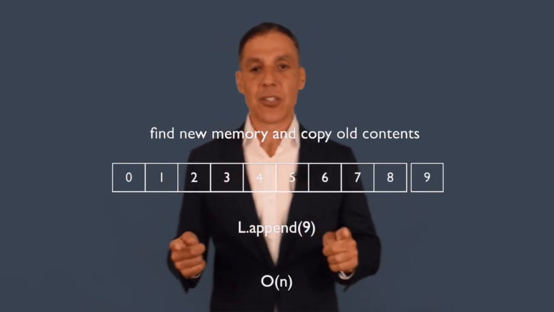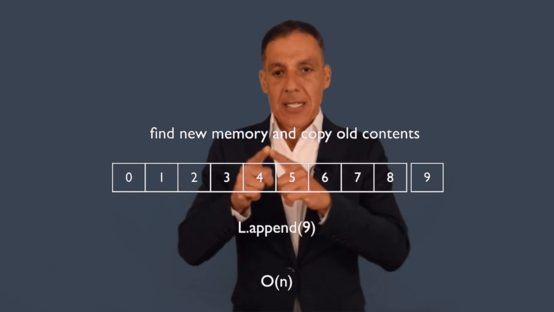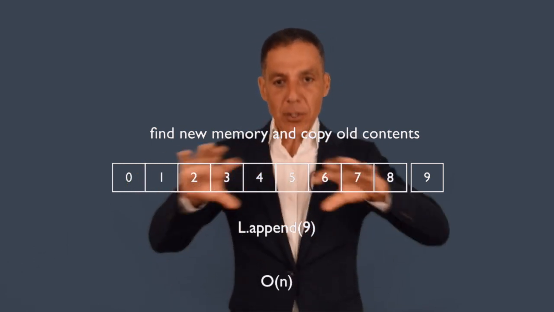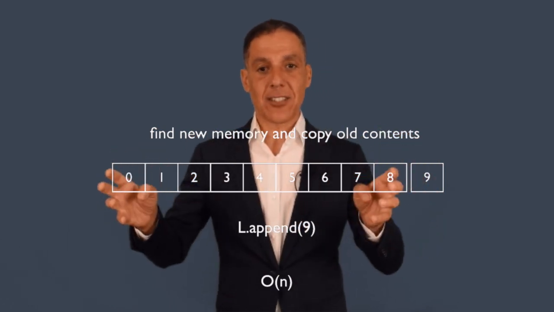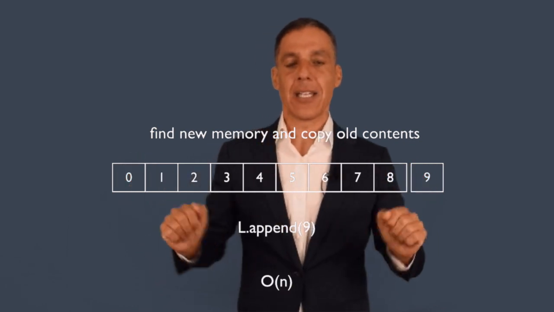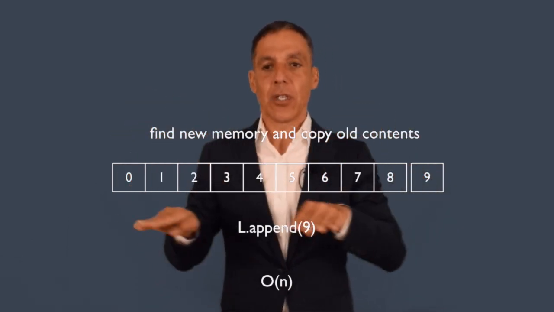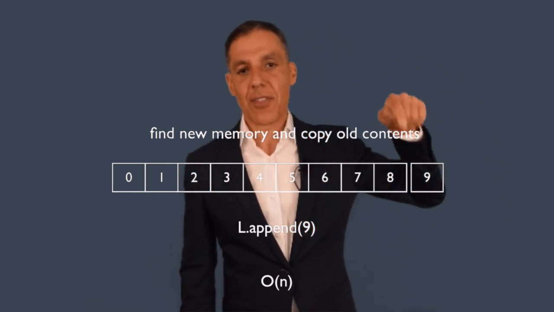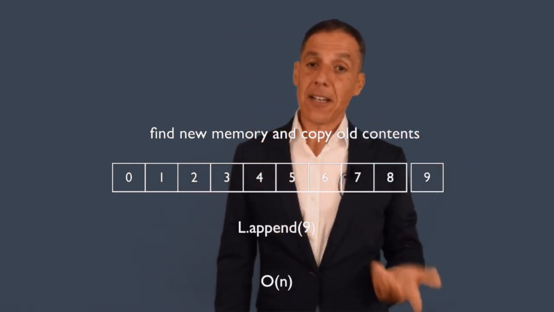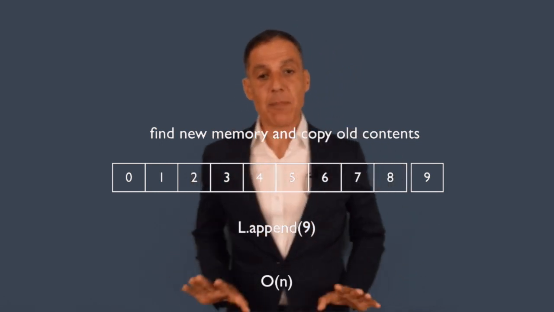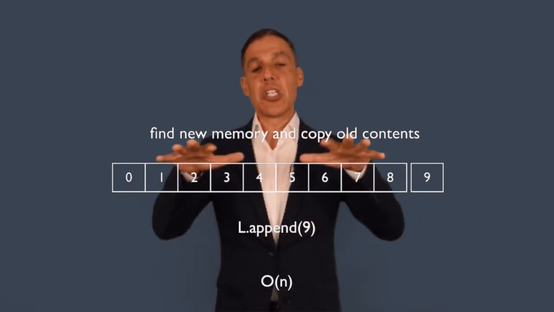So what it has to do is take these 9 elements, 0 through 8, take them out of this list that has only 9 slots in it, create a new list that has 10 slots in it for 0 to 9, and copy everything over, 0, 1, 2, 3, 4, 5, 6, 7, 8. Now you have an empty slot, shove the 9 in there, and that, of course, is still big O of n, because everybody has to get up and move on to a new bus.